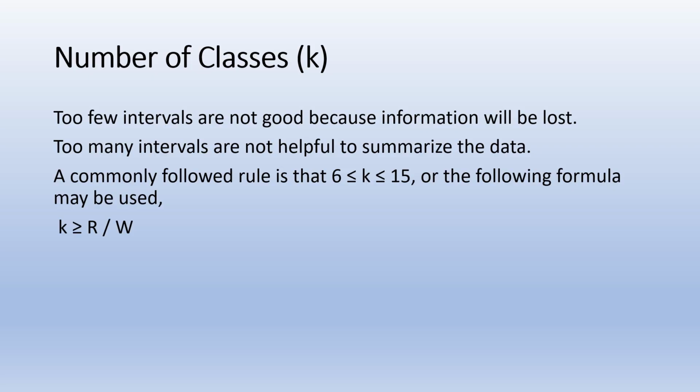Too few intervals may hide important information, and too many intervals may confuse interpretation. Generally, we use 6 to 15 classes. Our formula is K is greater than or equal to R divided by W. This ensures proper summarization of data.